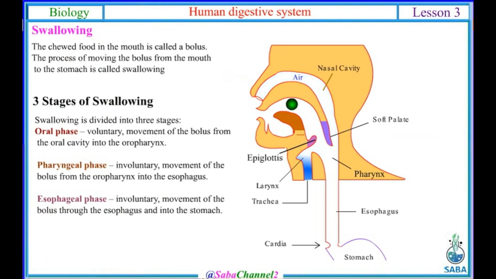Swallowing. The chewed food in the mouth is called a bolus. The process of moving the bolus from the mouth to the stomach is called swallowing. Swallowing is divided into 3 stages. Oral phase, which is voluntary: movement of the bolus from the oral cavity into the oropharynx. Pharyngeal phase, which is involuntary: movement of the bolus from the oropharynx into the esophagus. Esophageal phase, which is involuntary: movement of the bolus through the esophagus into the stomach.